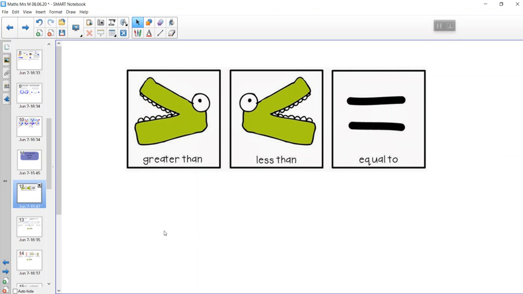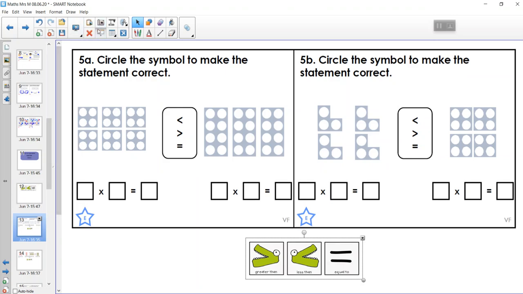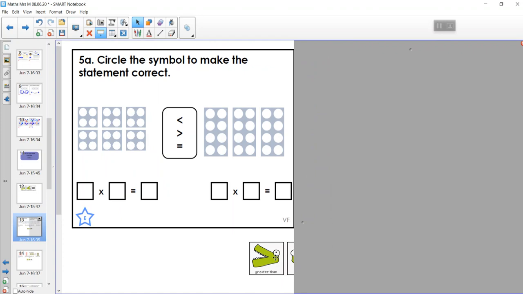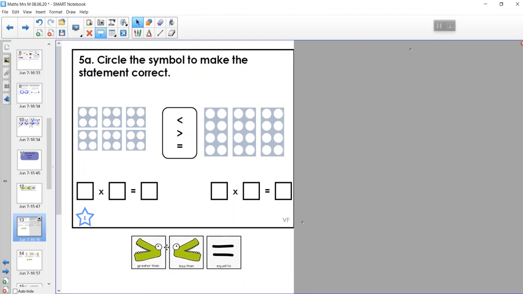So if you haven't got a pencil and a piece of paper, go and get one now because we're going to get started. Pause the video while you get one. Okay, so just like yesterday, we're going to do an activity together and then you're going to try one on your own. This first activity says, circle the symbol to make the statement correct.